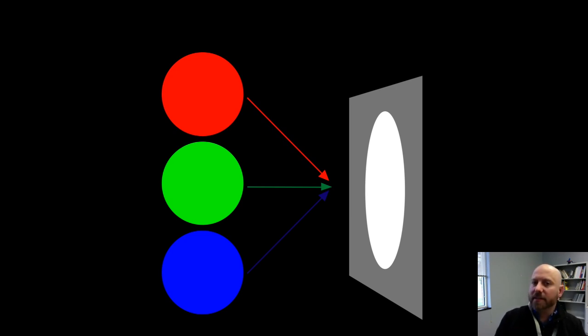Now, let's clarify something real quick before we jump any farther. We're talking about light here. We're not talking about inks or paints. If we took red, green, and blue ink or paint and mixed it all together, it sure as heck isn't going to make white. It's going to make a dirty, ugly brown, right? So let's clarify that this is how light works, and this is how we experience color. So red, green, and blue combine to make white.